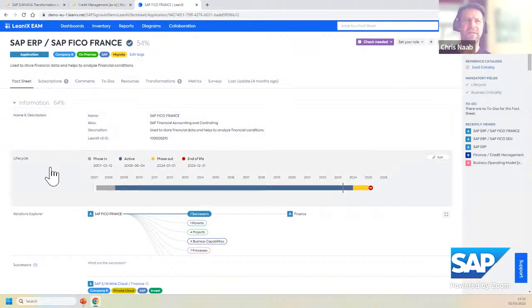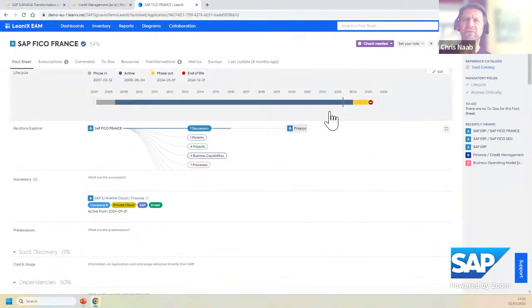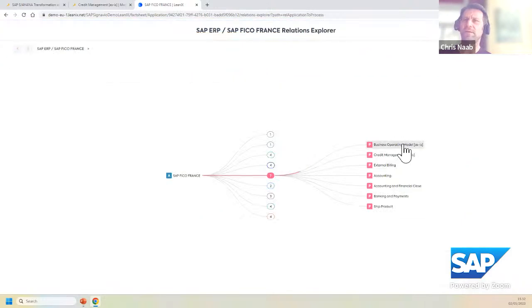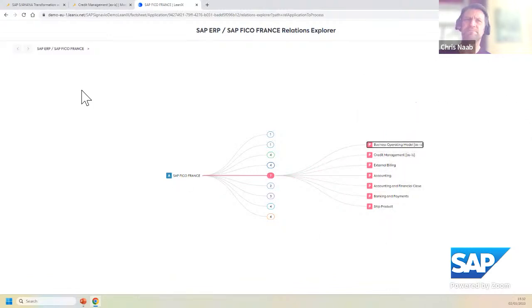So I see, for example, the life cycle. I see that this application is set to be phased out at a certain point in time, and I can also see that there are relations here. So this application supports other processes. I see the processes in the relationship explorer here. It's not only credit management, but other processes that are also supported here.